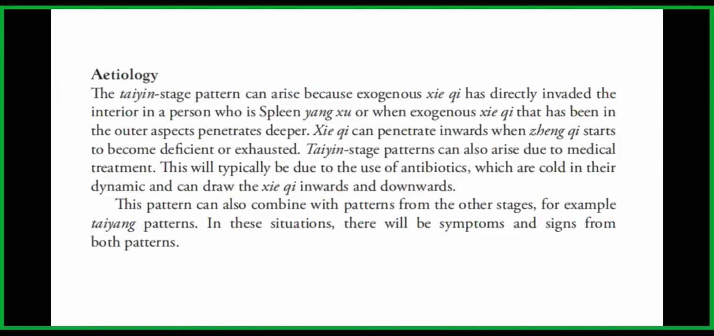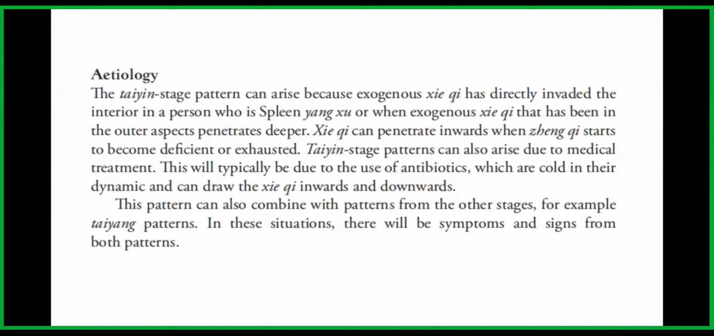Etiology. The Taiyin stage pattern can arise because exogenous qi has directly invaded the interior in a person who is spleen yang deficient, or when exogenous qi that has been in the outer aspects penetrates deeper. Qi can penetrate inwards when zheng qi starts to become deficient or exhausted.